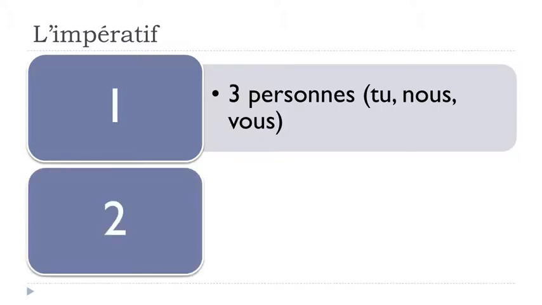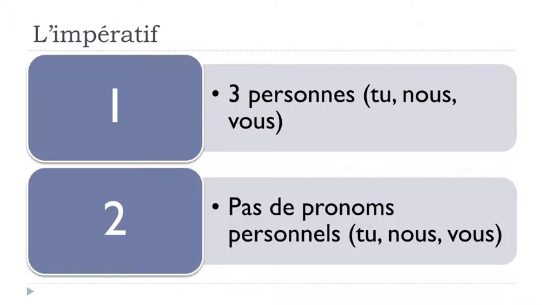And then the second thing that you should remember is that you won't use these pronoms personnels. Normally when we've got a tense, well, so far all the tenses that we saw, you use these pronoms personnels, so tu, nous, and vous. The concept with the imperative is that you won't use tu, nous or vous. So you don't use these pronoms personnels. All right, so these two things are the main thing. First, only three persons, tu, nous, and vous. And the second thing, you don't use the pronom personnel.